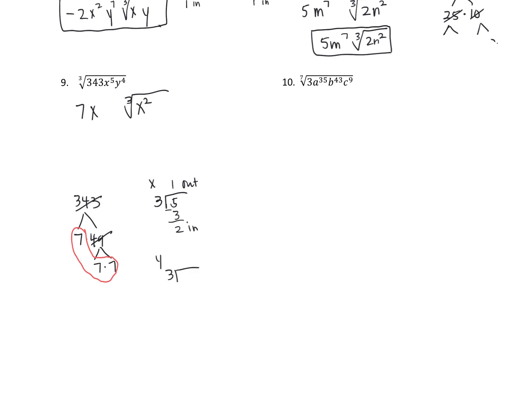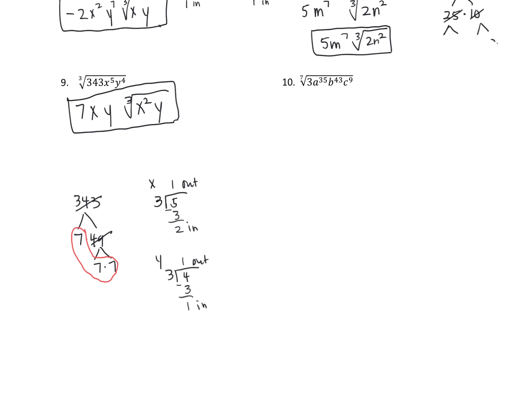Y is 3 into 4. 3 goes into 4 once. Here I'll have a remainder of 1. So 1 comes out, 1 stays under or in. So it's going to be a y and a y. And that would be it.